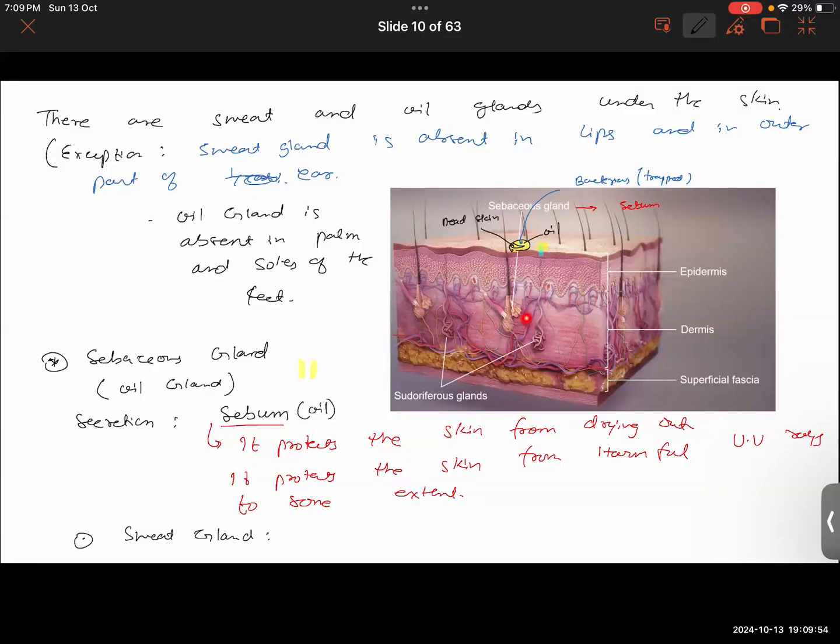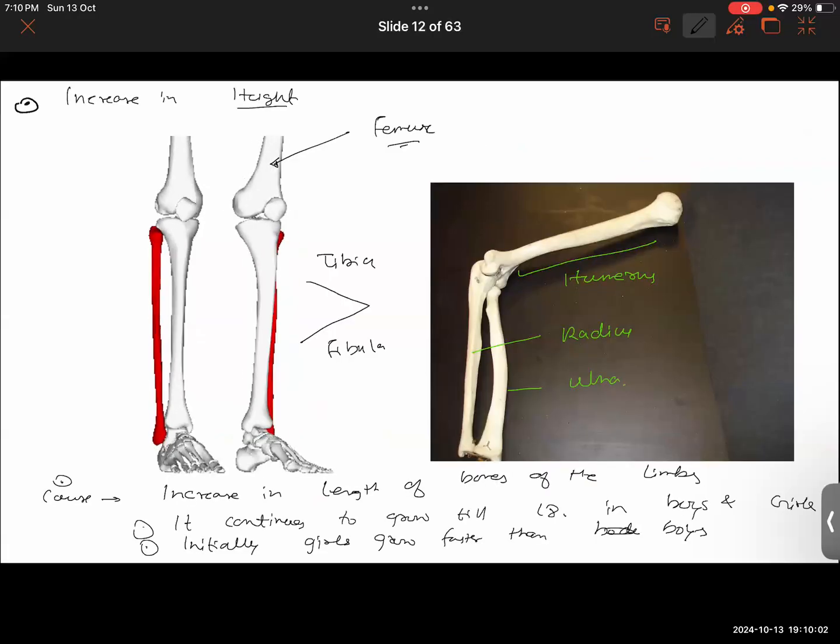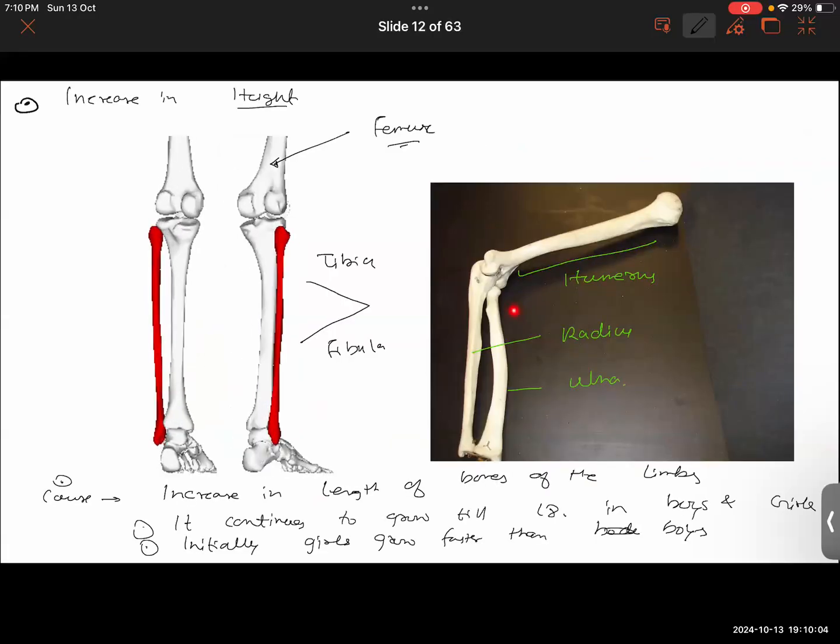And this happens in the case of the plant also. By the process of transpiration, the plants will be able to cool down their body temperature. That is something which we have learned. Further, we learned that there will be an increase in the height.